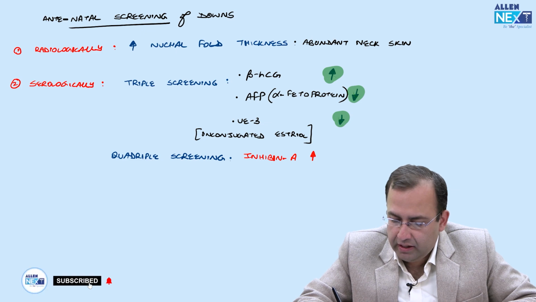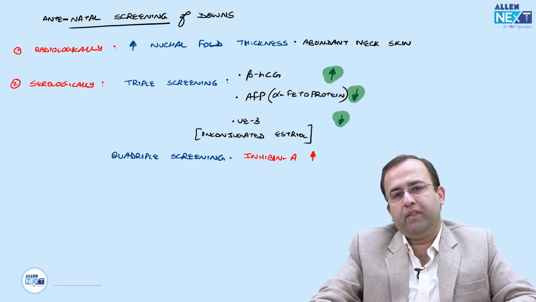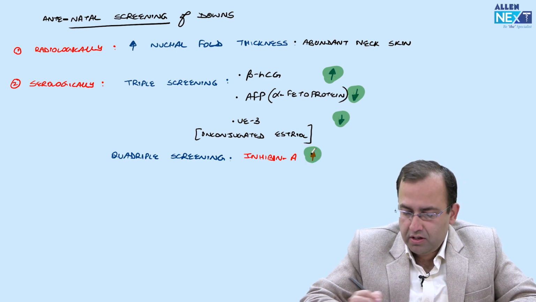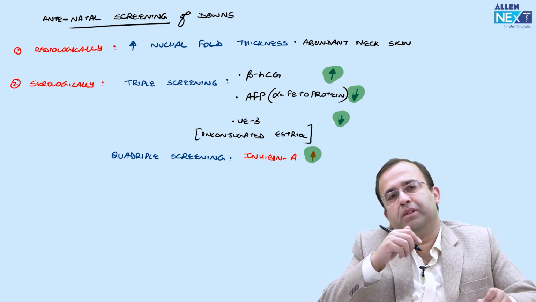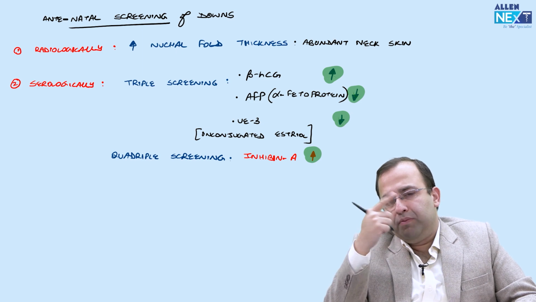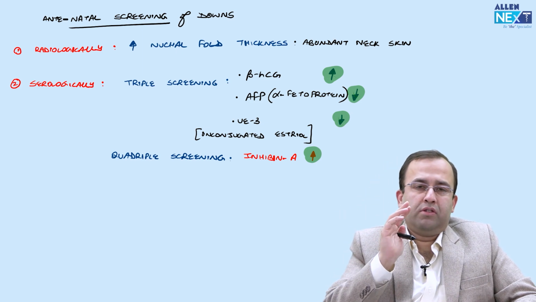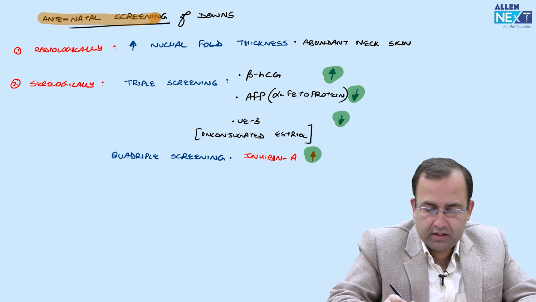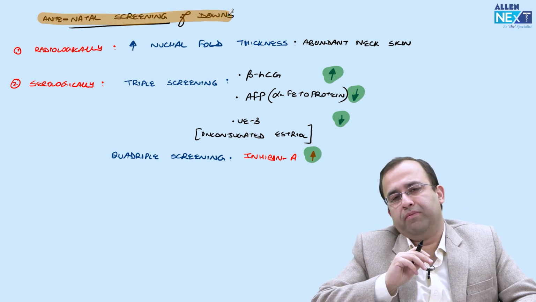Inhibin A increases in Downs. So in quadruple screening, 2 markers increase, 2 reduce. This is antenatal screening for Down syndrome.